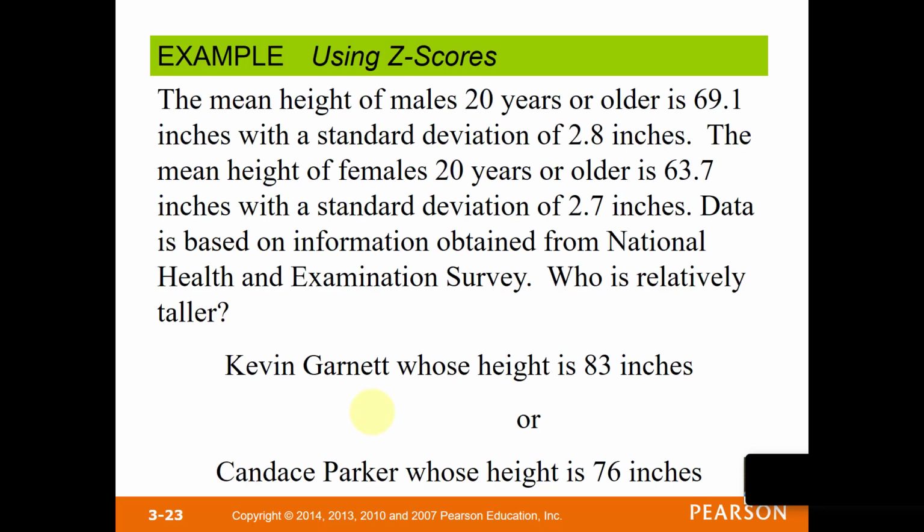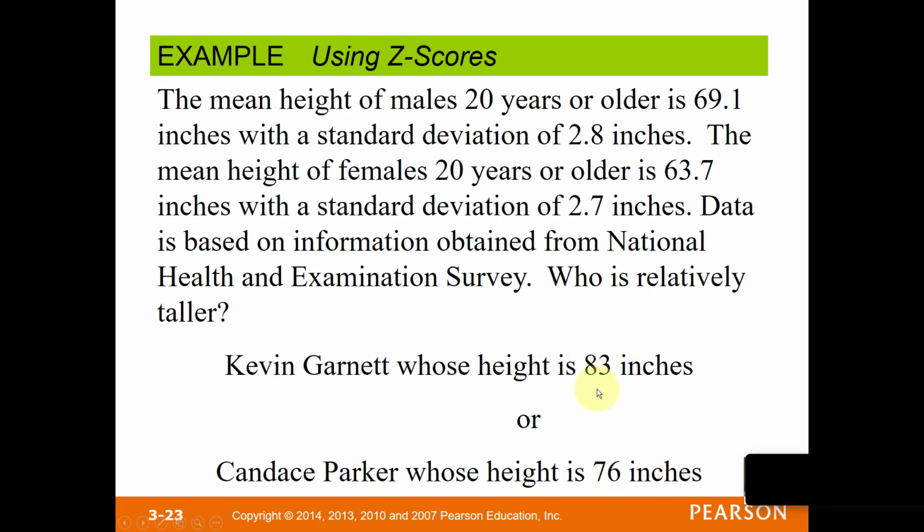This is a really nice example. I put this on tests a lot. We want to view this as 2 separate populations, a population of males and a population of females. For males, the mean for the distribution is 69.1 inches with a standard deviation of 2.8. For the females, the mean is 63.7 inches with a standard deviation of 2.7. We have 2 very tall people, both Kevin Garnett and Candace Parker. Kevin is 83 inches tall, Candace is 76 inches tall.